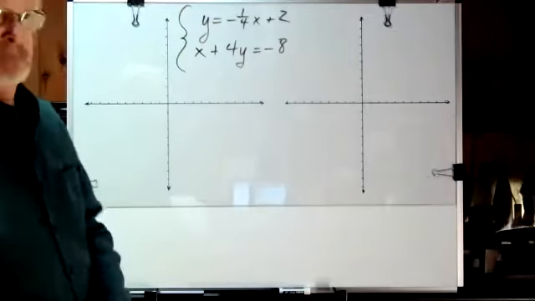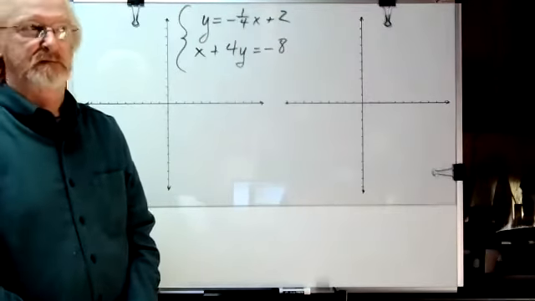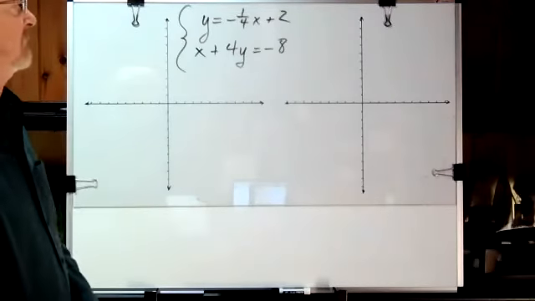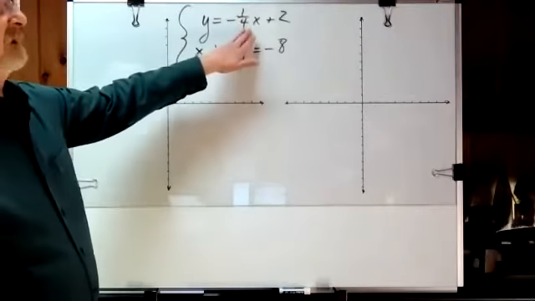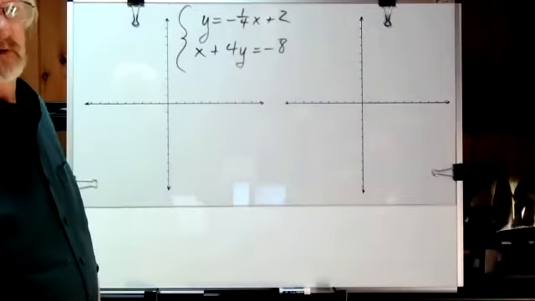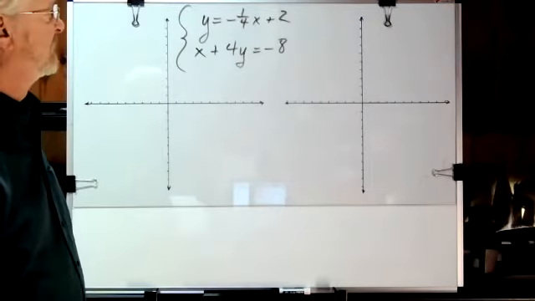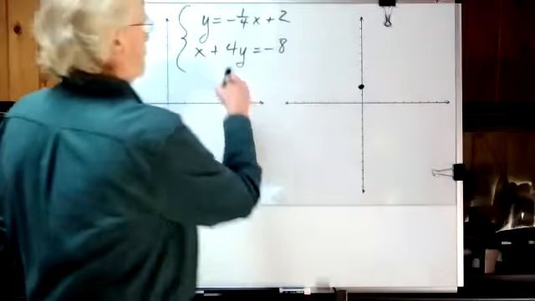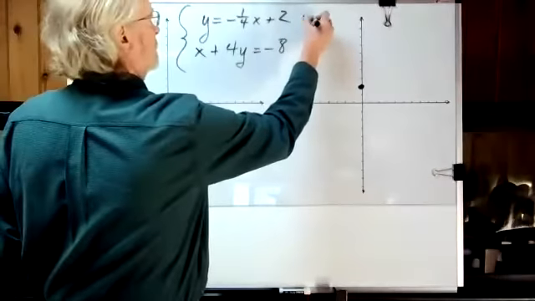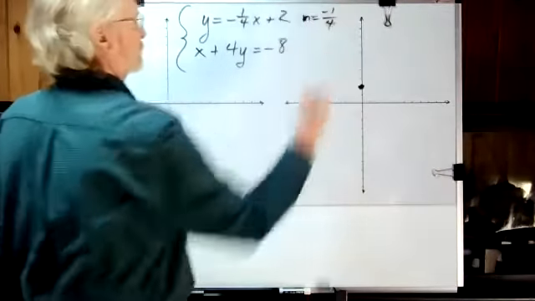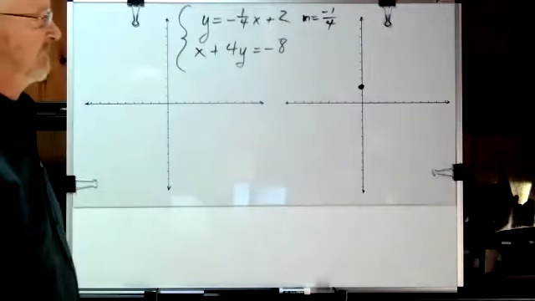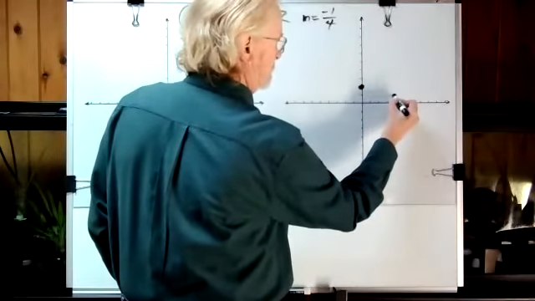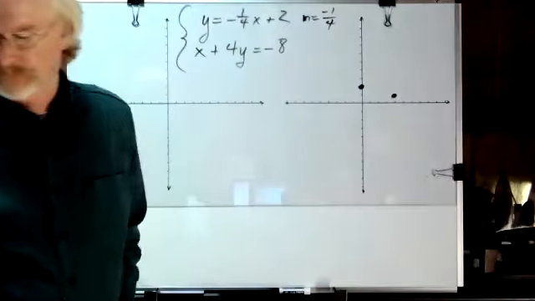Again, kind of mix it up to different forms, an mx plus b and a standard form. So I'm going to use slope and intercept on my first one, negative 1/4 x plus 2. Intercept of 2. And how about down 1 over 4 for negative 1/4? Down 1 and over 4, a point there.